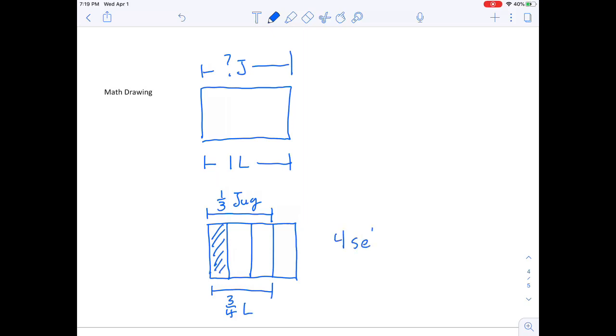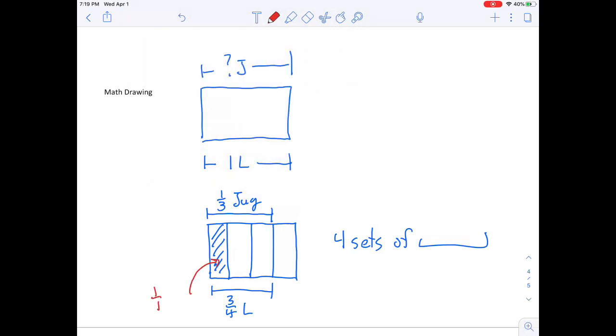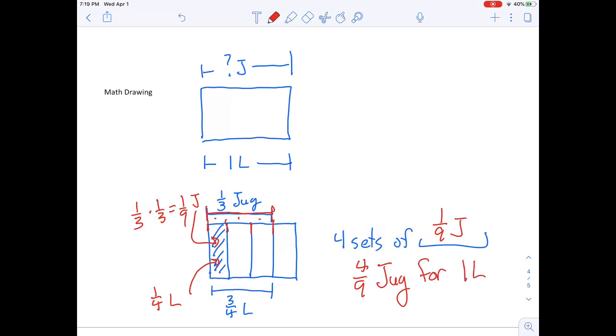So I'm going to have 4 sets of something. Well, I know from a liter perspective, this represents 1/4 of a liter. So I need to know from a jug perspective what I have here. Well, my jug 1/3 spans these 3 regions. So I need 1/3 of the 1/3, or this region represents 1/9 of a jug. So I'll have 4 sets of 1/9 of a jug will give me 4/9 of a jug for 1 liter of water.